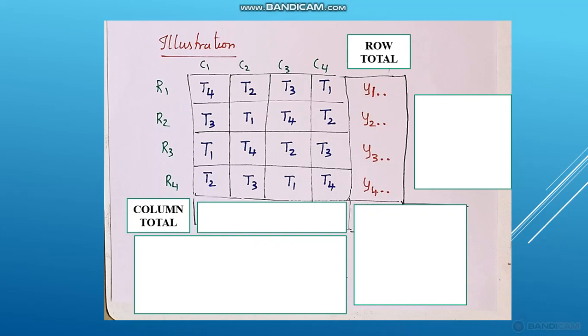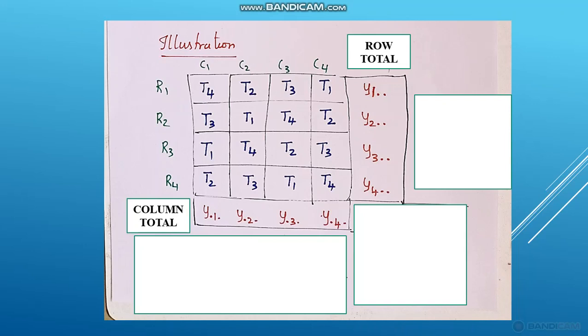And y2 dot dot means the second row total, y3 dot dot means the third row total, and y4 dot dot means the fourth row total. The next step is you want to find the column total. The first column total is T4 plus T3 plus T1 plus T2, which will give us y dot 1 dot. Similarly, y dot 2 dot means the second column total, and y dot 3 dot means the third column total, like this.